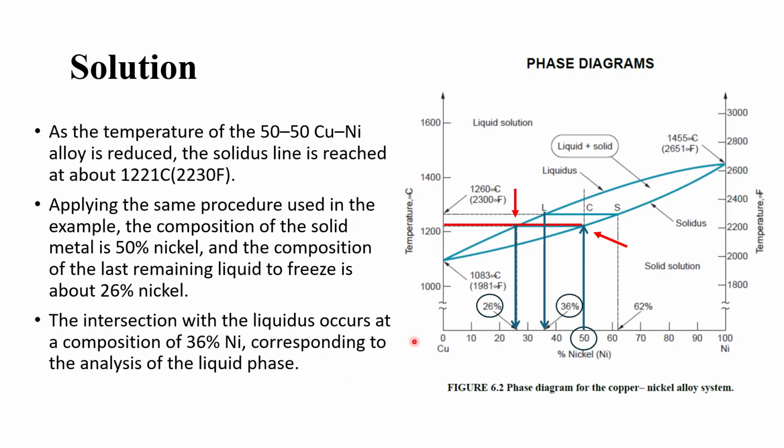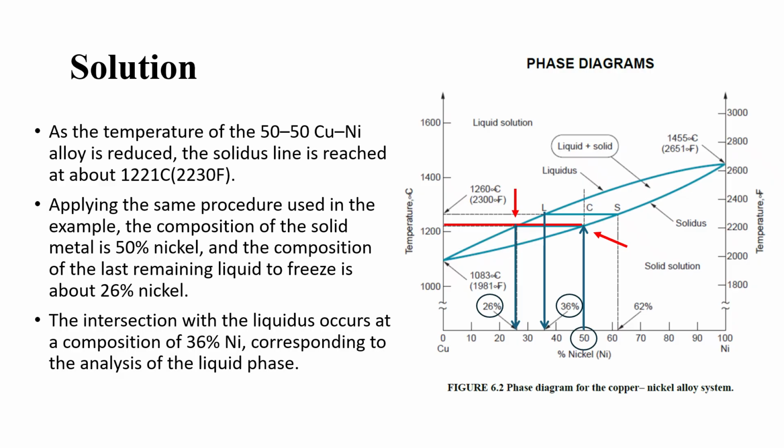The intersection of the liquidus occurs here, 26%, with the composition of 36% nickel we have here, corresponding to the analysis of the liquid phase. So that's how we're going to use this diagram.